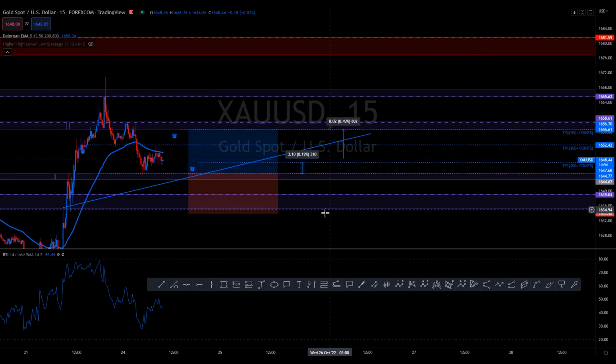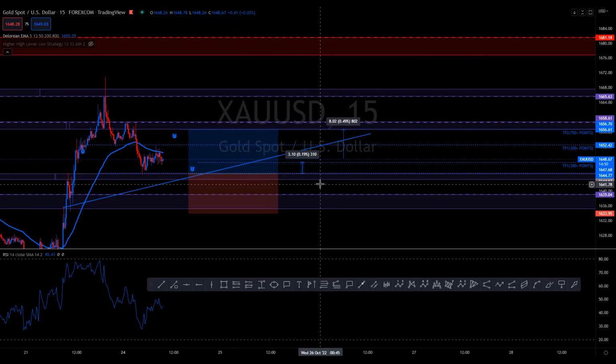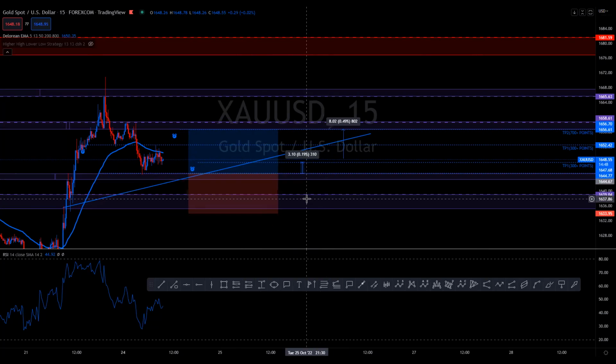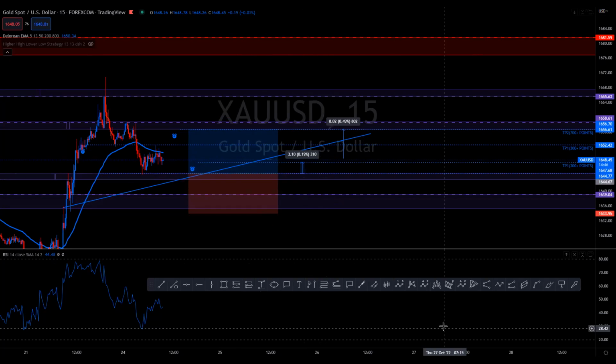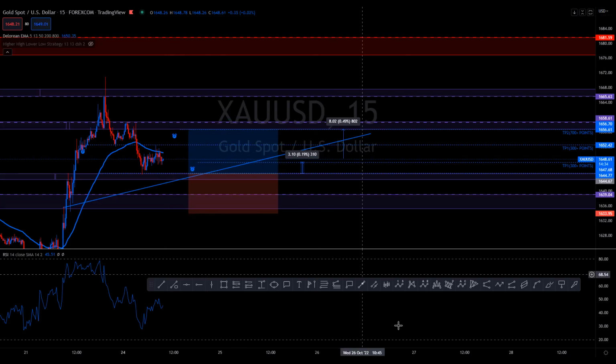9:30 candle closed. So basically, we are just going to look at price action and see what price ends up doing. Possibly might wait for the next candle. But if price starts buying up heavily, then I might go ahead and take the buy. But we'll see.